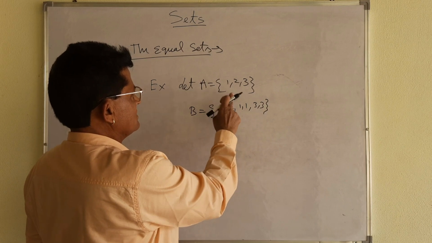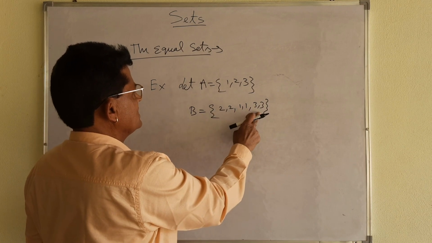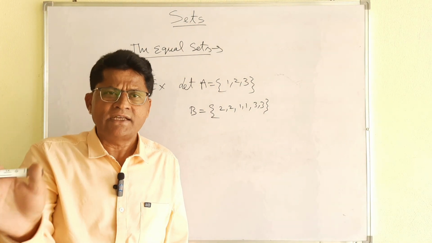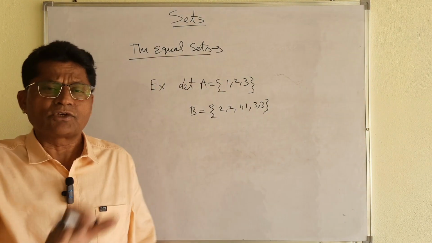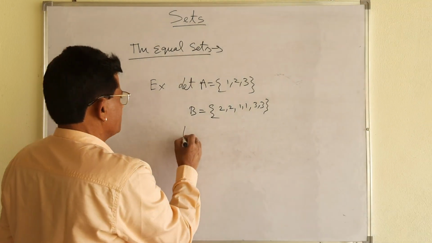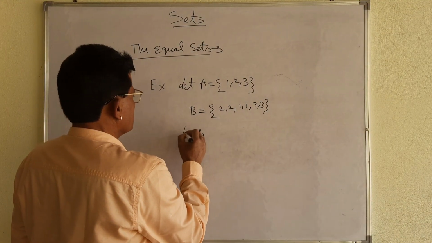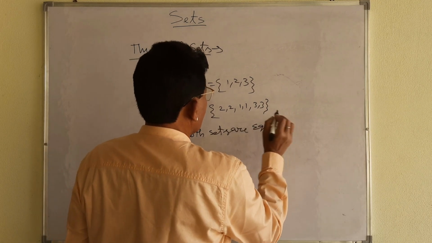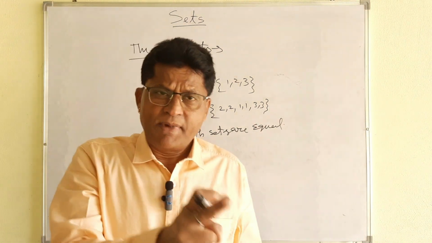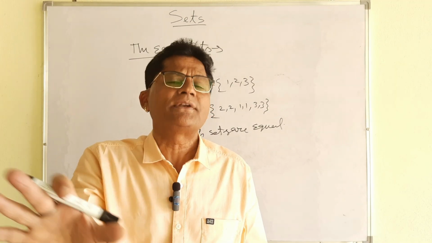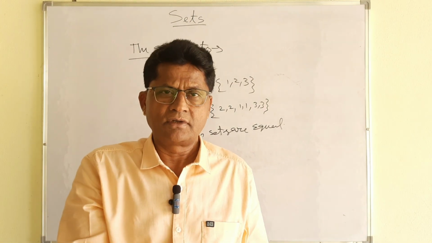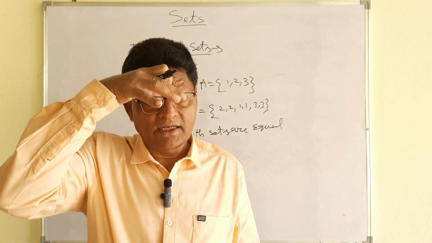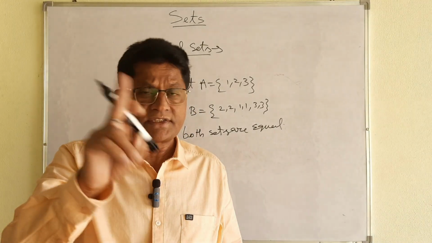1 यहाँ पे 1 है, यहाँ पे 1 है. 2 यहाँ पे है, 2 भी है, 3 है. Elements are same. That is why both the sets are equal. If the elements in one set are repeated, then there will not be any change in the condition of the sets. Definitely they will be equal, but they must have the same elements.